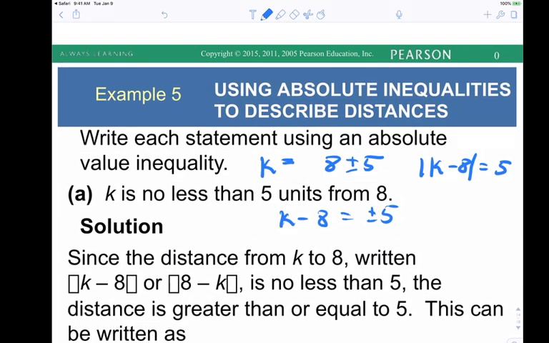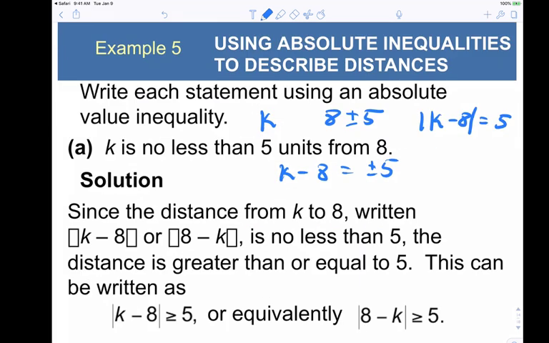If we subtract 5, that distance, I think it's like this. No less than. That's the only thing I'm a little bit confused about. Distance greater than or equal to 5 can be written as, yeah. Let me see. I think it's like this, right?